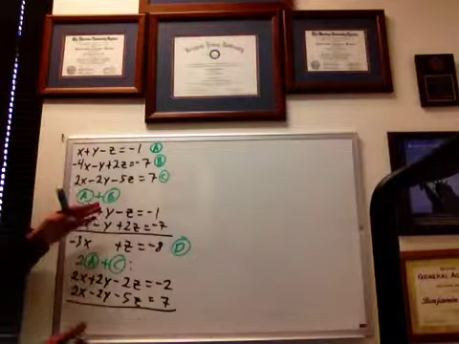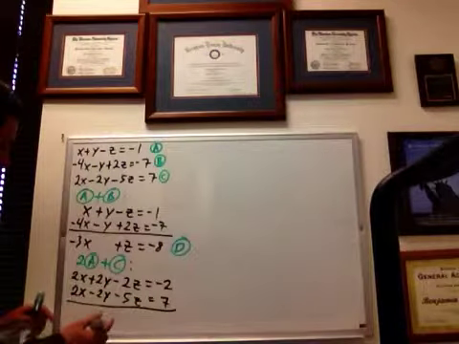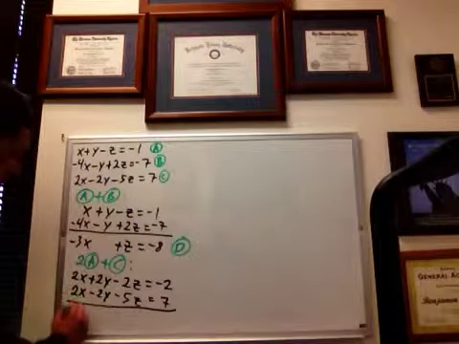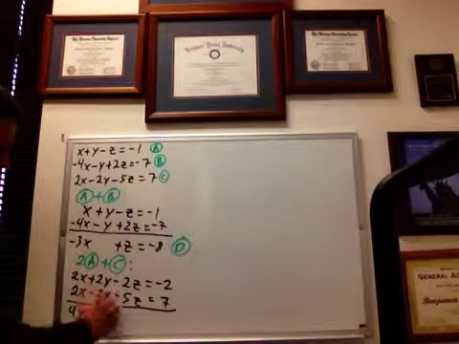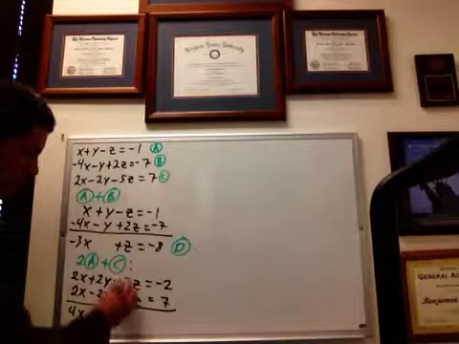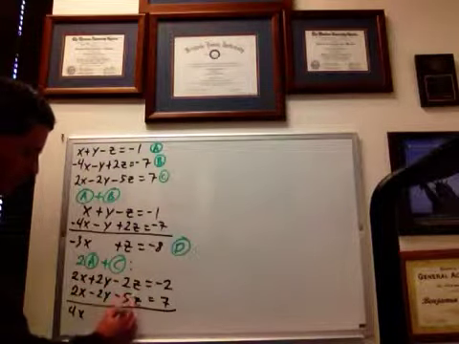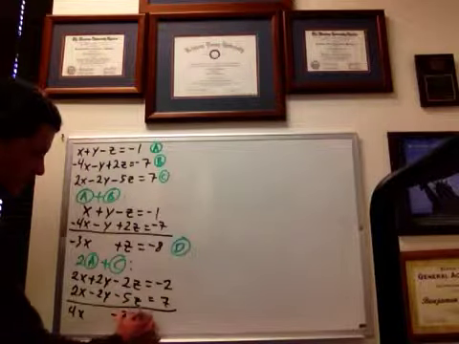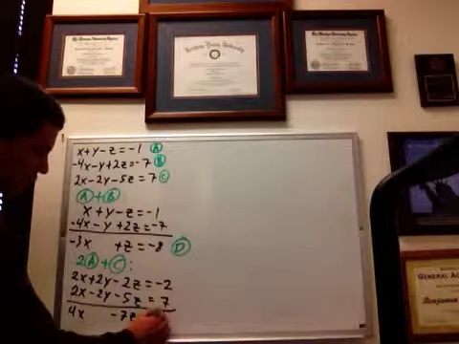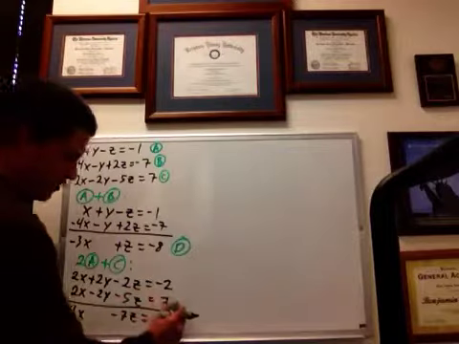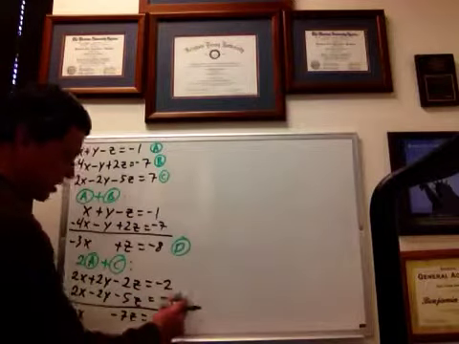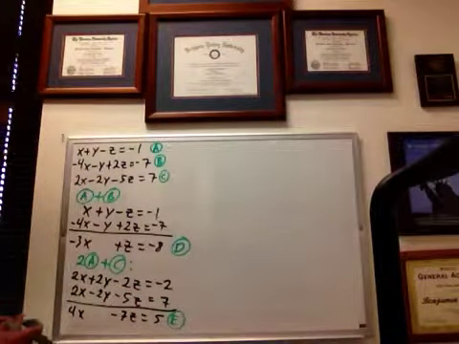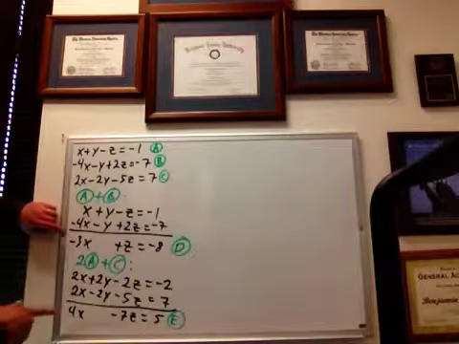There. So now I can just add the two equations straight down. 2x and 2x is 4x. My y drops out, that's what I wanted to happen. Negative 2z minus 5z is a negative 7z. Negative 2 plus 7 is 5. And for purposes of illustration, I'll call that equation E. So now we're looking at equations D and E.